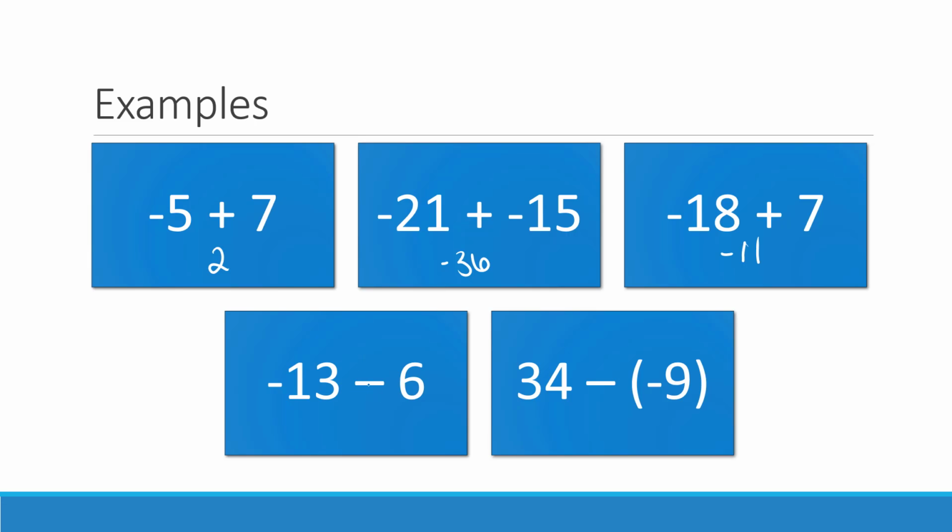If it's subtraction, change it to addition, and then change the sign of the number behind it. So -13 plus -6 gives me -19. Again, keep the first number, change it to addition, and change the sign of the number behind it. So 34 plus 9 is going to give me 43.